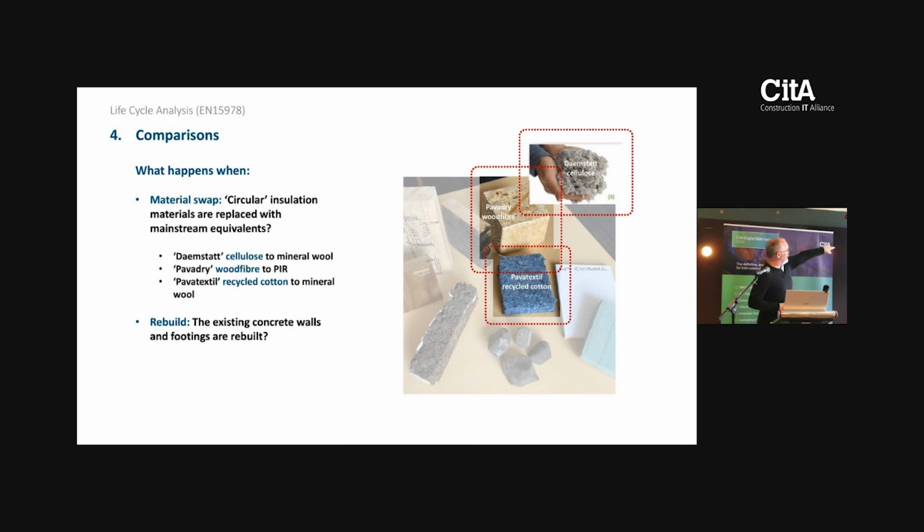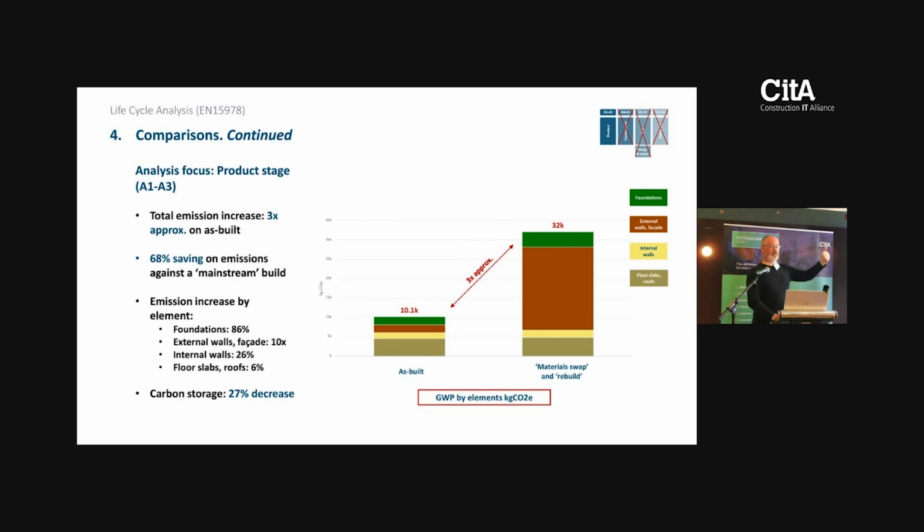So we look briefly, this is an image from a range of materials we used. If you'd swapped out some of the materials we did use for materials that we did not use that are more conventional, they might include mineral wool instead of cellulose insulation, polyisocyanurate instead of a Pavadry wood fiber OSB composite board, Pavatextile, which is actually made from denims, recycled trousers or whatever, compared to mineral wool. And maybe if we'd rebuilt the walls, which were problematic, it was friable old concrete. But let's say if we rebuild them, what would the impact be there?